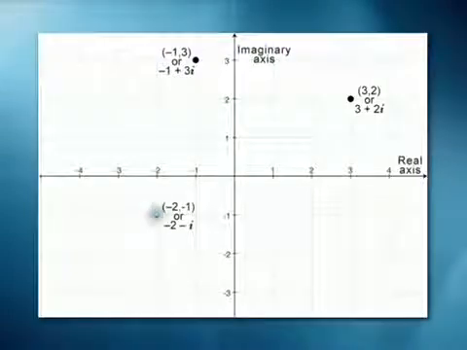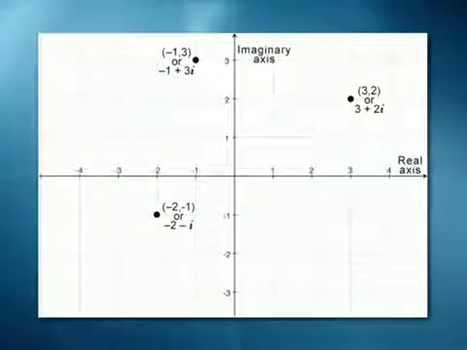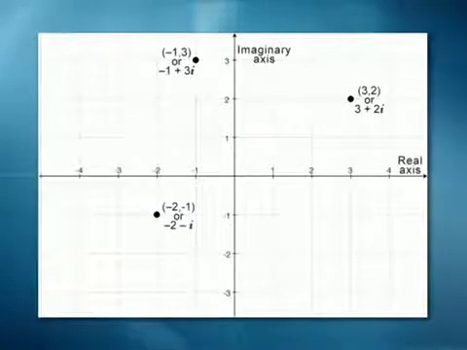You can see down in the third quadrant the complex number -2 minus i. The real part is -2, and the imaginary part is minus i, and it's plotted as the ordered pair -2, -1. And then up in the second quadrant you see the number -1 plus 3i. And that's plotted as the ordered pair -1, 3. So there's a nice correspondence between complex numbers and ordered pairs in the complex plane.